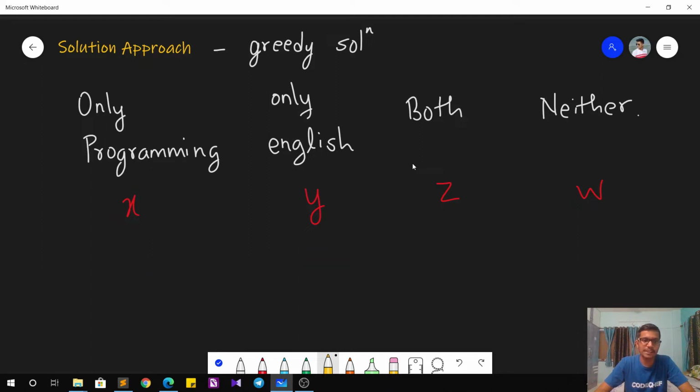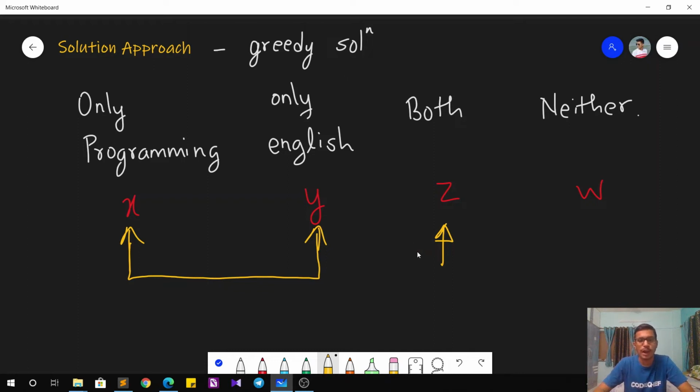So the pairings will kind of look like this. Either there will be a pair between the person knowing only programming and the person knowing only English, or the pair will include at least one person knowing both. So this is how the pairings are going to look.